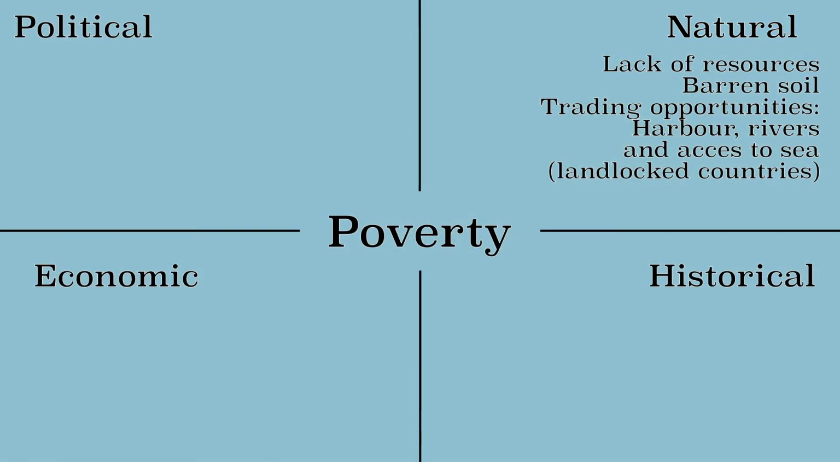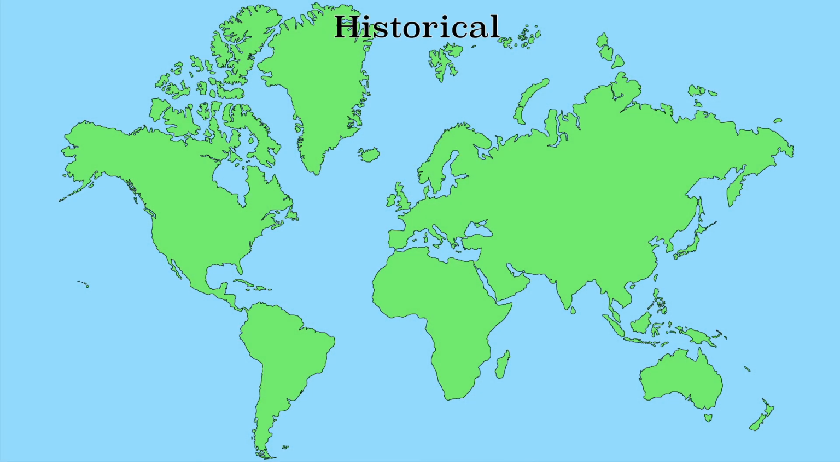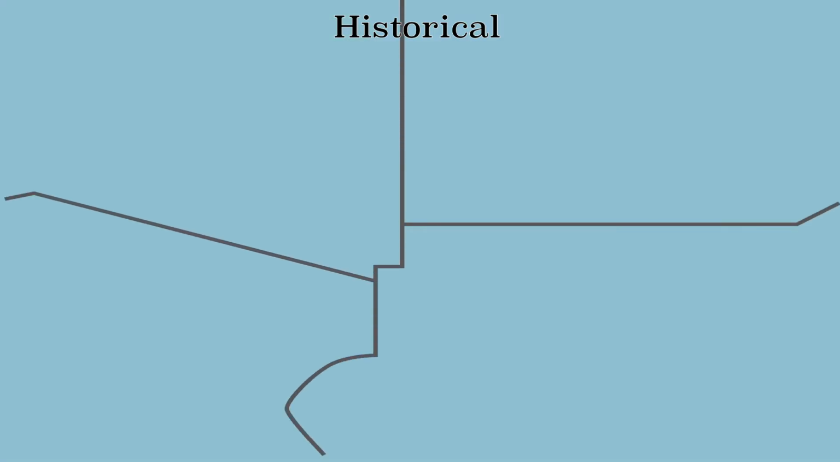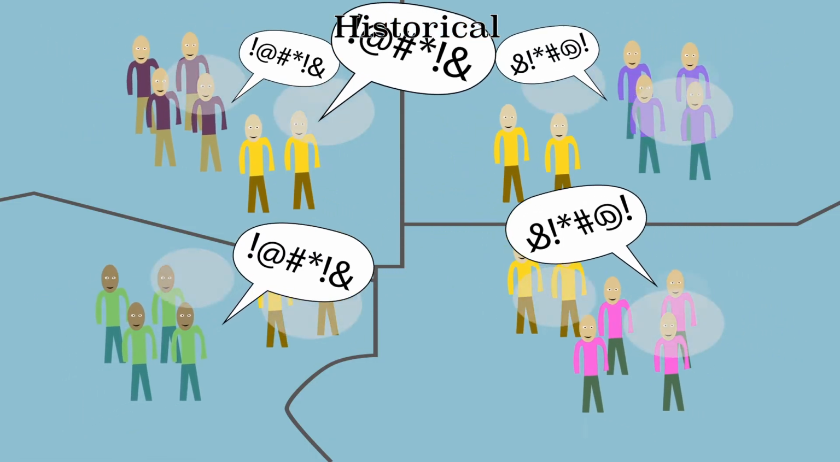Then the historical perspective. A country can still be affected by the country's history. This includes, for example, the slave trade or other consequences of the colonial past. Think of the artificial boundaries drawn by colonial powers. Because these borders did not coincide with the borders of the habitat of different groups of people, some groups had to live together in one country, and conflicts arose, which seriously hindered the development of the country.